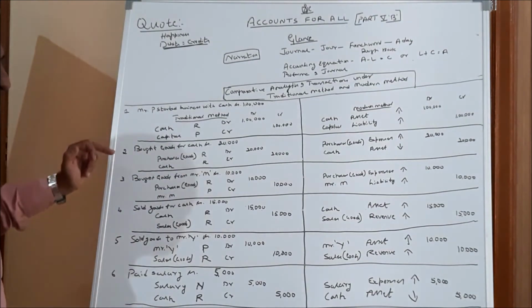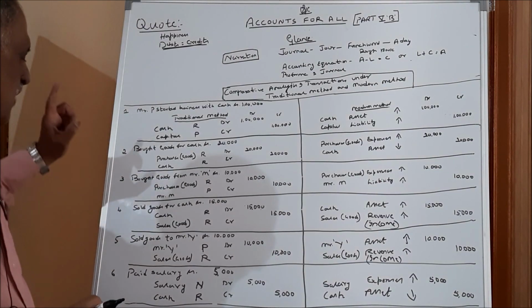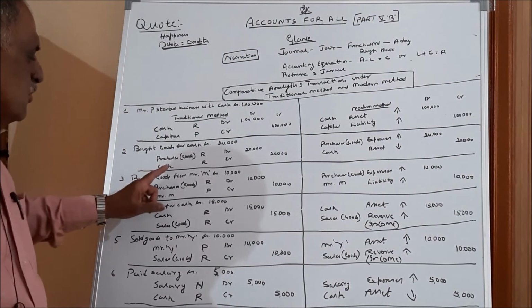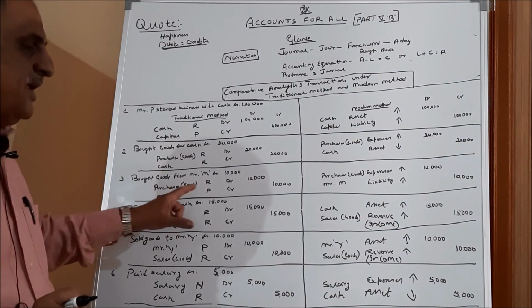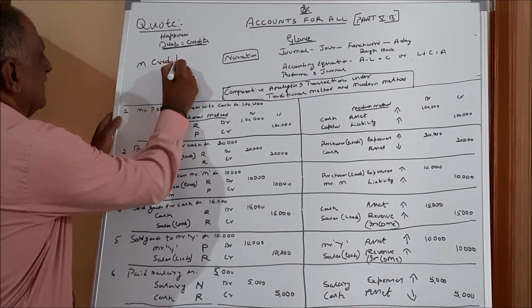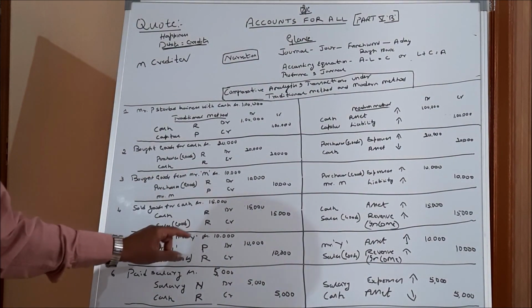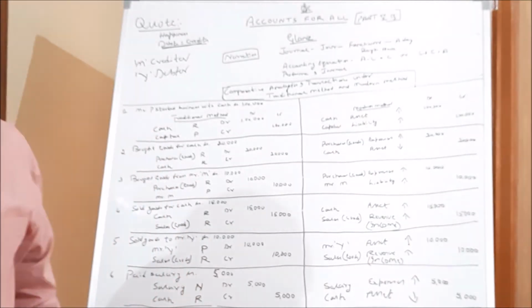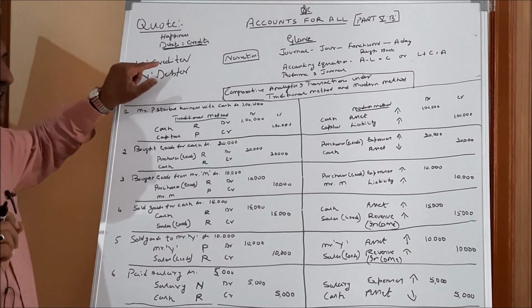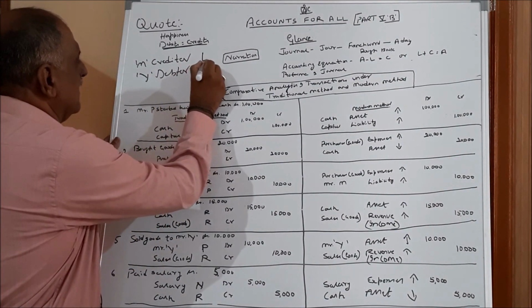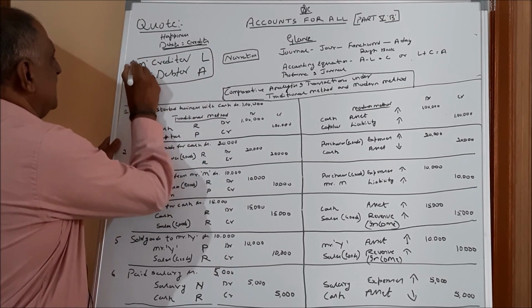Before starting the session, I would like to have a glance at what I did in my last class. We dealt with journal. The meaning of journal: the word is derived from the French word meaning a day or rough book. Then we dealt with the accounting equation: asset minus liability is equal to capital, or liability plus capital is equal to asset. Then we saw the pro forma of journal. Then we learned what is narration. Most important, what is narration? A brief history of the transaction. These are the things that we learned.